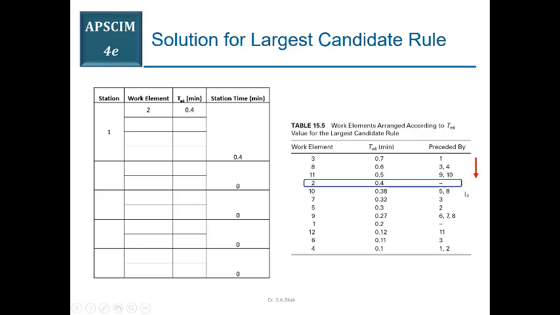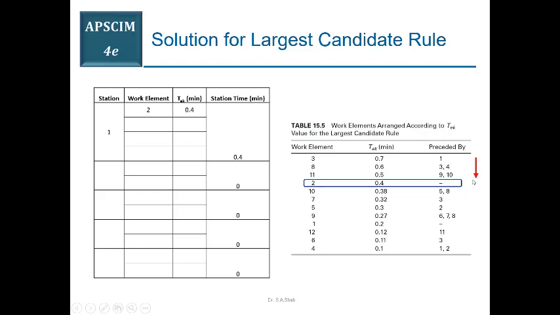You know? So what I will do is that after assigning this work element to the first workstation, I will go back to the top of the table. This red arrow indicates that you have to start from the top of the table.